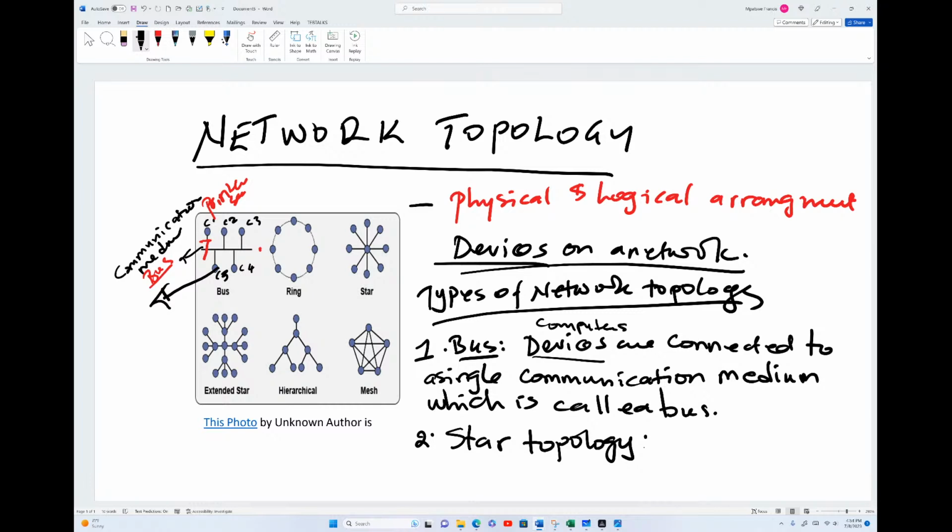You have the main hub in the center. This is what we call the hub. Then the devices are connected outwards. They are connected on the hub, to a central device. This is what we call the central device. Now, when you have this central device, it is going to act as a server. Now, all other computers can connect.